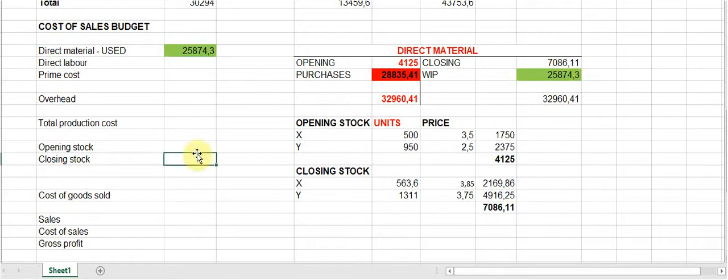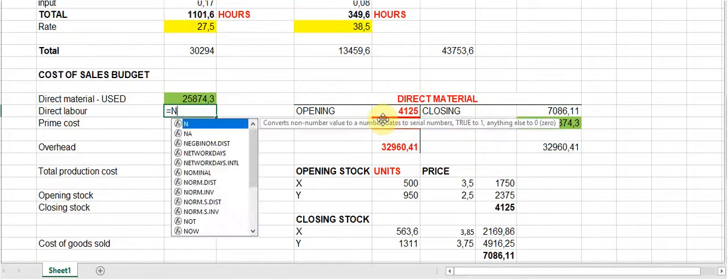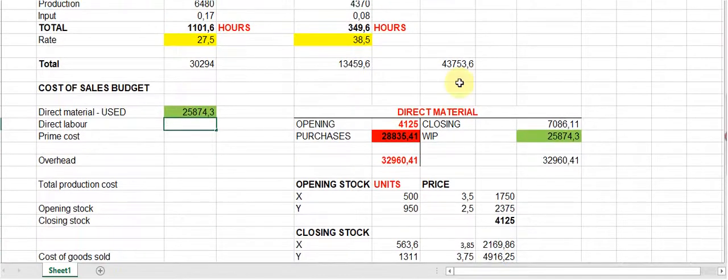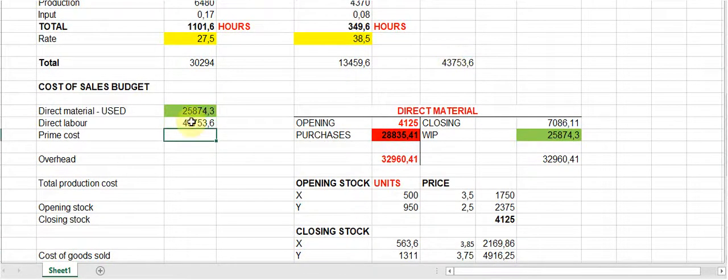The direct labor, quite easy, because there you can just take your budget total. So it is this total here. I believe I did get to the total. There we go. And then the prime cost is the sum of your material and labor. The overheads, we were told, is 12.5% of direct labor cost. So it's going to be the direct labor cost times 12.5%. The total production cost will be the prime cost plus the overheads.